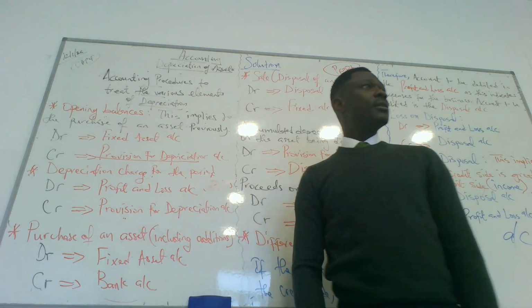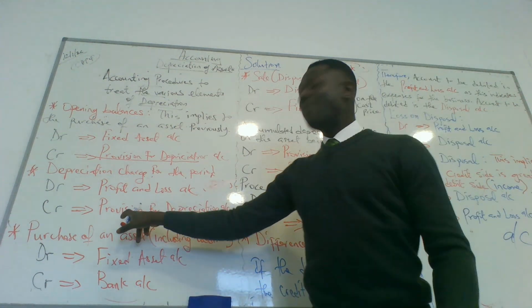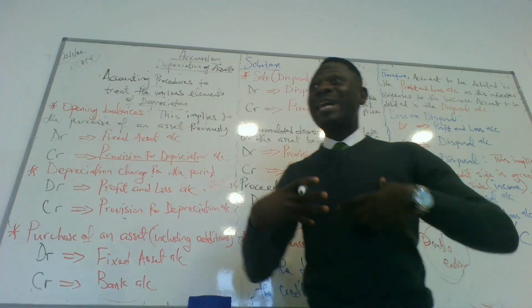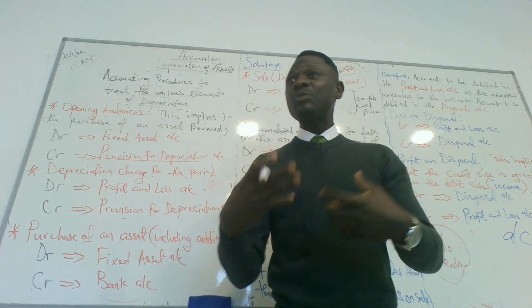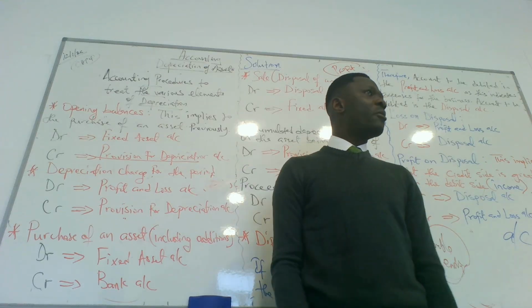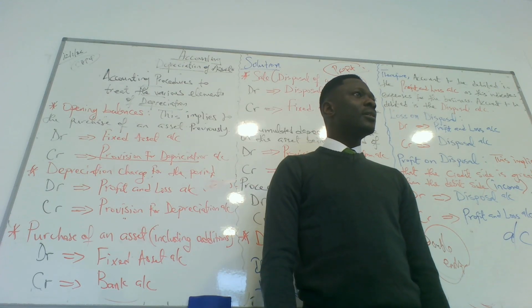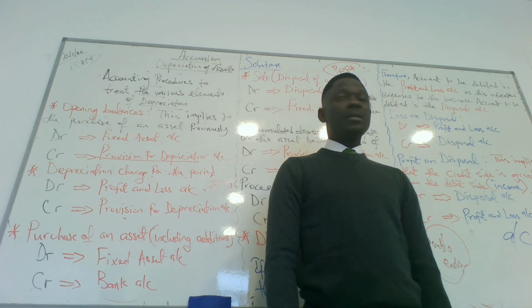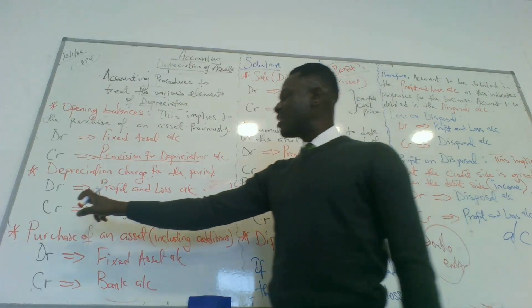Do we understand this? So we are making provision for depreciation, which means we are creating it. In as much as we are creating it, we are giving provision for depreciation money that will be used against profit. Do we understand here? So for provision for depreciation account, we credit.